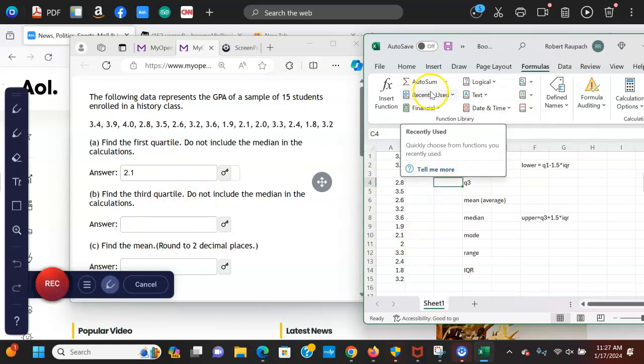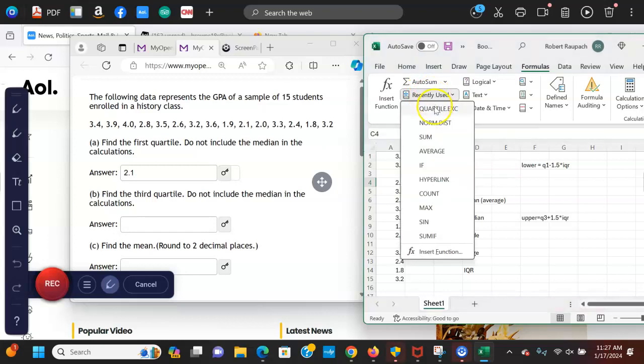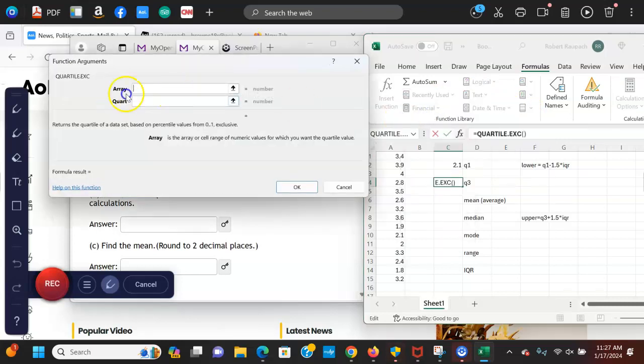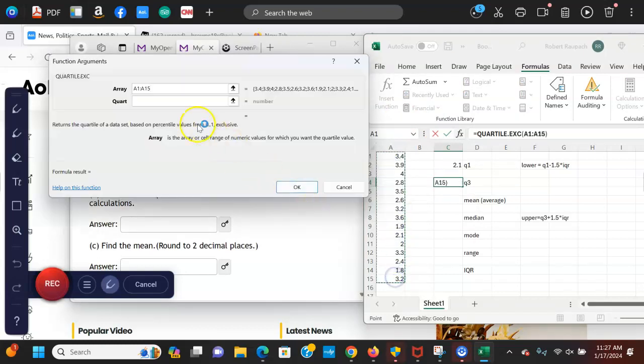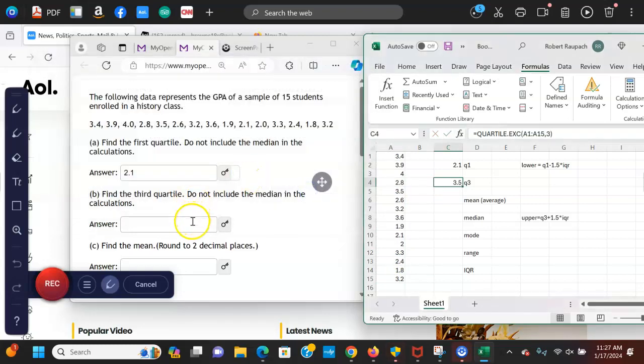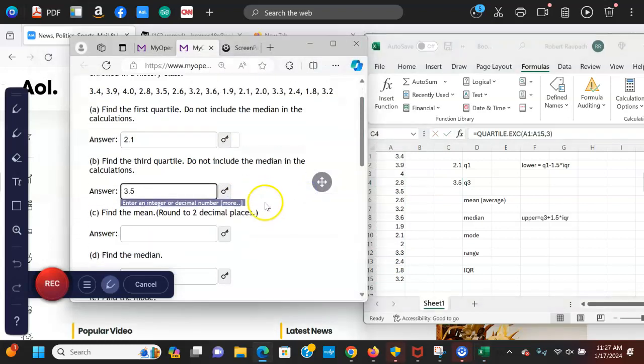Now, the nice thing about Excel, once you use a formula, you could go in Recently Used and it shows up. So you don't have to go through everything I just showed you once you use formulas. See, these are things I've used recently. QUARTILE.EXC, make sure it's .EXC, highlight the data again, and now you have to enter 3 because this is Q3, third quartile. So that would be 3.5, okay?